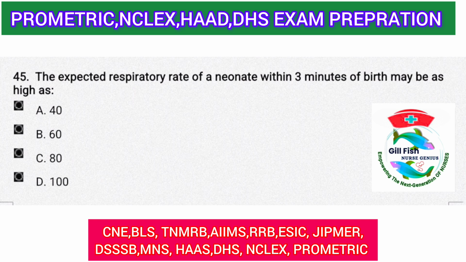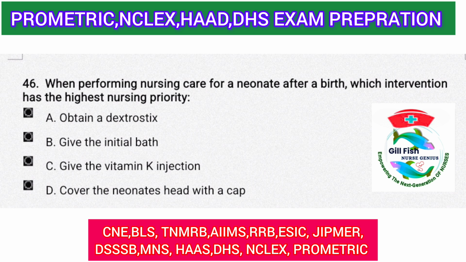Next, move on to another question. When performing nursing care of a neonate after a birth, which intervention has the highest nursing priority? Option A obtain a dextrostix, option B give the initial bath, option C give the vitamin K injection, option D cover the neonatal head with a cap. Everything is essential, but which one is the first priority after the birth of the baby? Yes, you have to cover the neonate's head with the cap. So option D will be the correct answer.